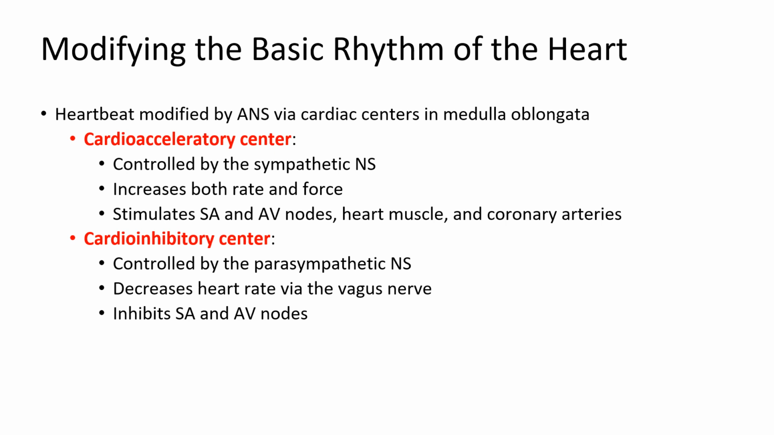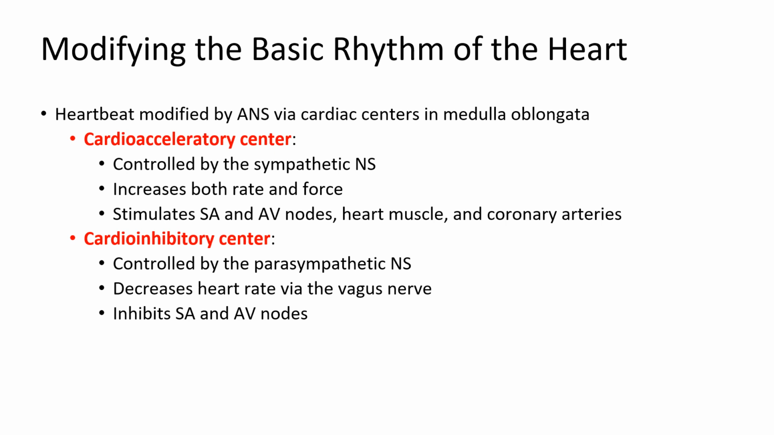So two parts here, you'll have a cardio-excitatory center and a cardio-inhibitory center. The cardio-excitatory center, controlled by the sympathetic nervous system, so fight or flight, increases both the rate and the force of the contractions. It does so by stimulating the sinoatrial and atrioventricular nodes, the heart muscle itself, and the coronary arteries. So we're sending a bunch of blood to feed the heart. We're also increasing the force and rate of the contractions. We're trying to get blood to as much of the body that's not the digestive system, because we're getting ready to either run or fight.